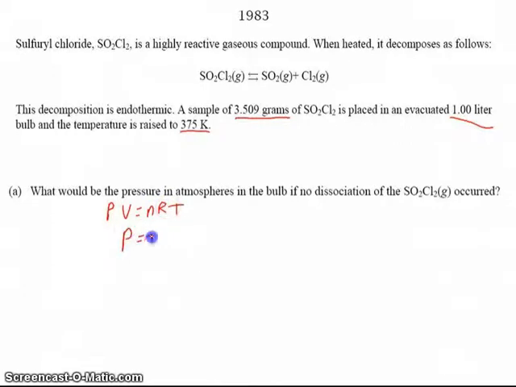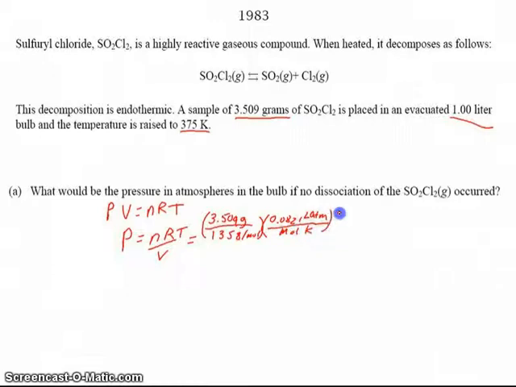So P equals nRT divided by V, which our moles in this case can be found from the mass that they give me, 3.509 grams. And the molar mass of sulfuryl chloride, if you add it up, is about 135 grams per mole. R in this case, since most of the rest of the problem is going to deal in atmospheres, I'm going to use the R for atmospheres. So 0.0821 liter atmosphere per mole Kelvin.